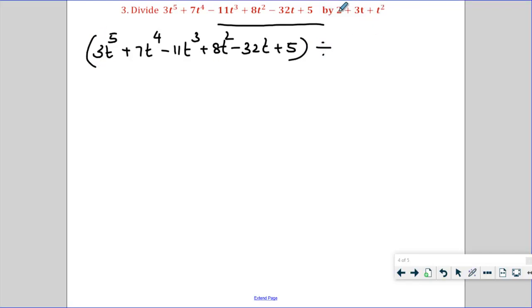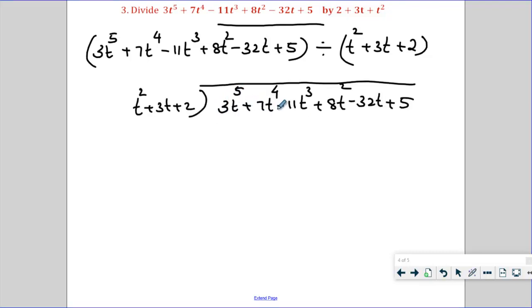Here the power is not in the descending order, so we have to write the power in the descending order. So first we have to write t square, then you have to write t term, then you have to write the constant term. Okay, both polynomials, the power should be in the descending order. Now we can do the division. For that division you have to write the polynomial first. Okay, now we want to divide this polynomial by t square plus 3t plus 2.